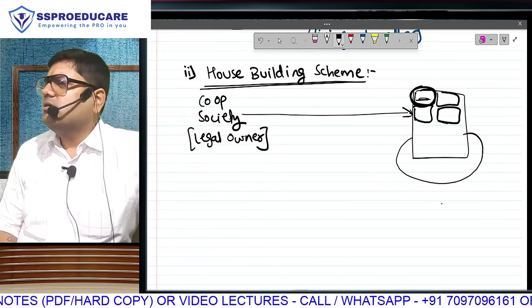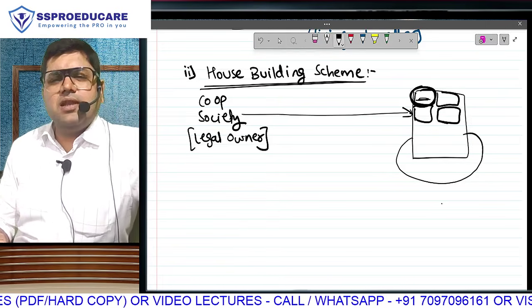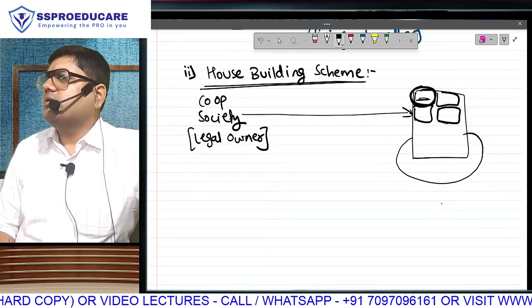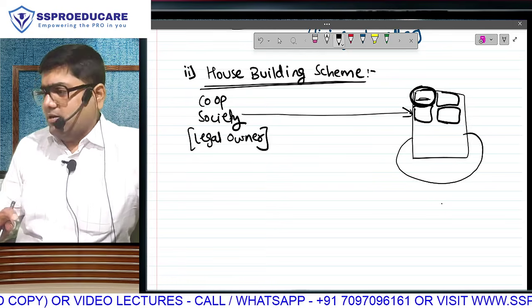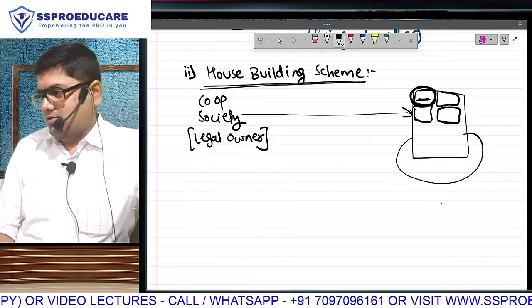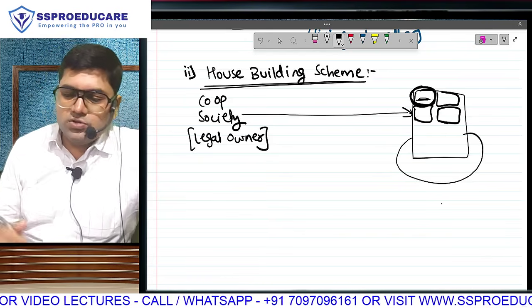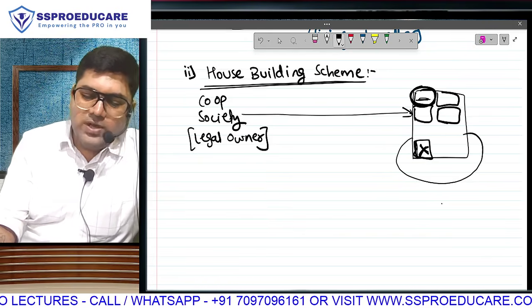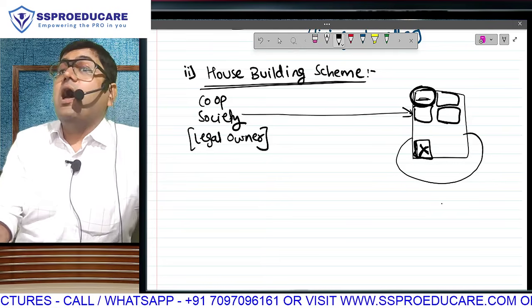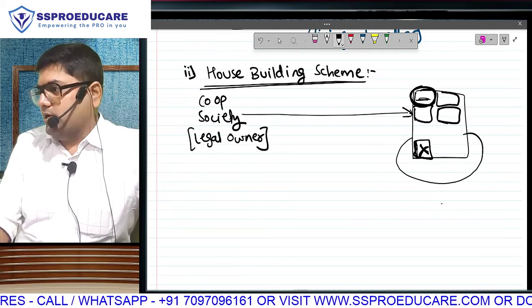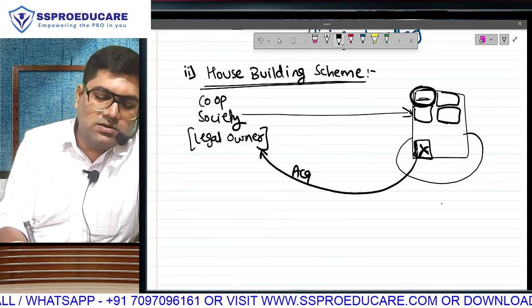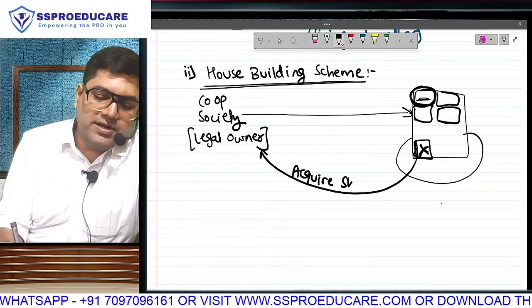Why, sir? You just told us that the land, the building entirely belongs to the society. Then how are you the owner? This is the question. So, do you know this? That supposing there is a person, Mr. X, who has purchased this property. How can you be called an owner of this property? You will have to go and acquire shares of the society.